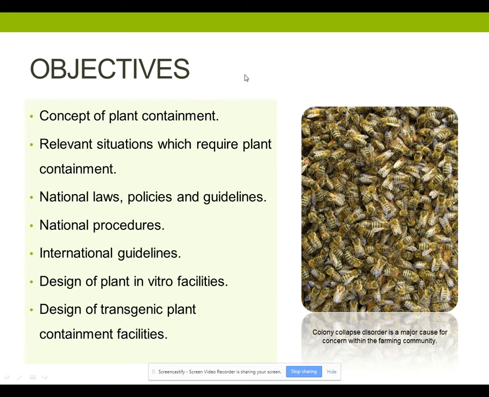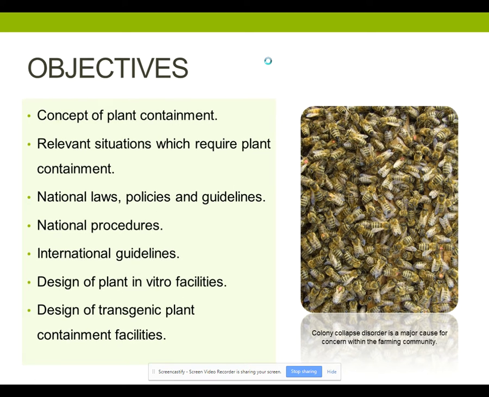The objective of this module is to introduce you to the concepts of plant containment, to identify relevant situations which require plant containment, to become aware of the national laws, policies, and guidelines pertaining to containment, to give an insight into the international guidelines, to provide information on the design of plant facilities in vitro, and the design of transgenic plant containment facilities.